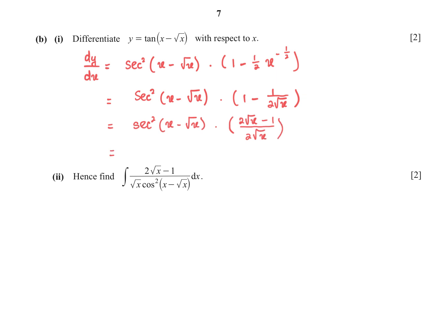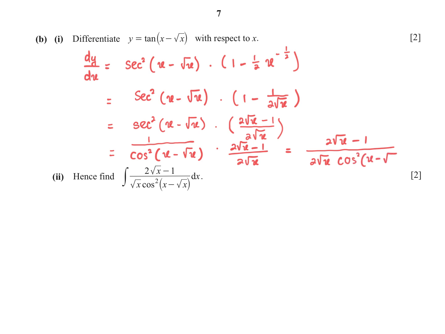Because secant is 1 over cos, I change this into 1 over cos squared x minus root of x times (2 square root of x minus 1) over 2 square root of x. And simplify more: numerator times numerator is 2 root of x minus 1, while denominator times denominator is 2 square root of x times cos squared x minus root of x.